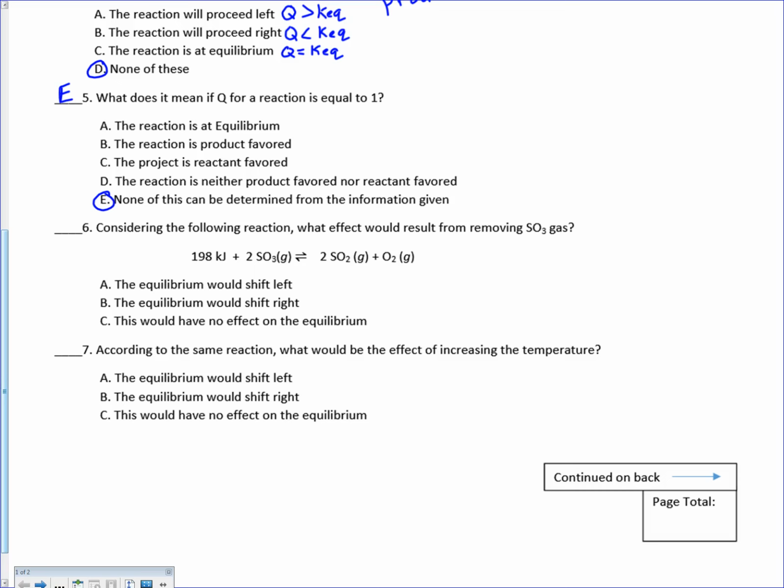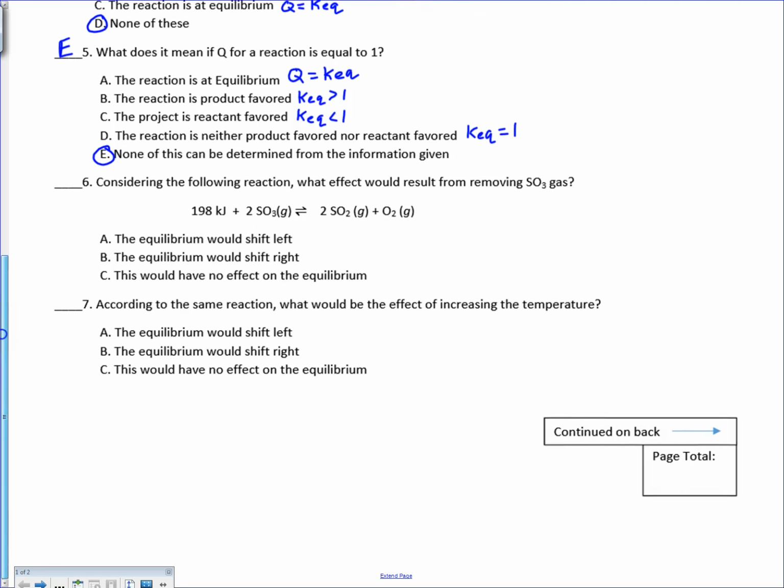So if a reaction is at equilibrium, that means Q equals Keq. But again, because we don't know what Keq is for this one, we can't do that one. The reaction is product favored. This means Keq is greater than 1. If it's reactant favored, that means Keq is a decimal, or it's less than 1. All right, the reaction is neither product nor reactant favored. Okay, that is Keq equal to 1. So know what these Keqs and Qs mean, and what the definition is, and how to interpret them in these different situations, because this will surely show up on the actual exam.